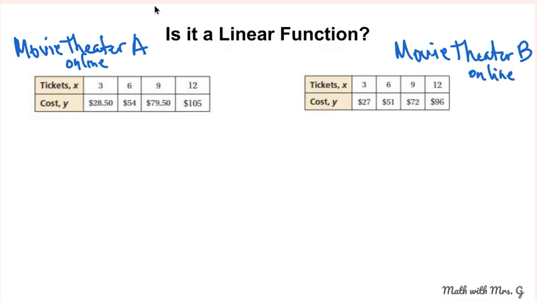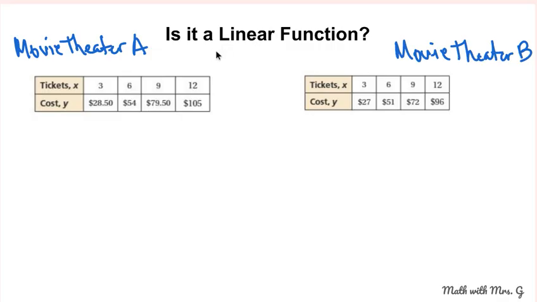So let's go ahead and move this. I made it a little bit too close. I want to be able to use that white space, okay? So now we want to be able to answer this question, is it a linear function? I don't have any graph paper here to be able to graph to try to figure it out, so I just simply want to use the table.